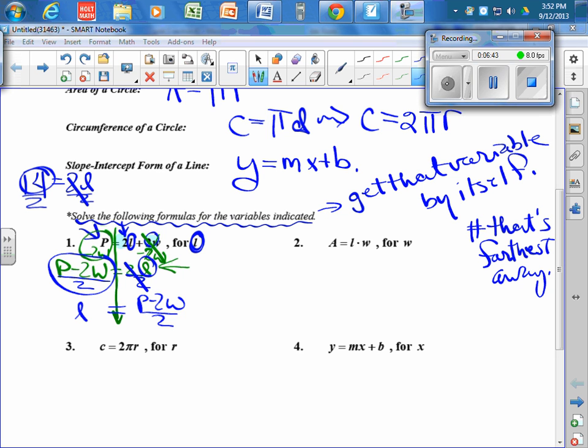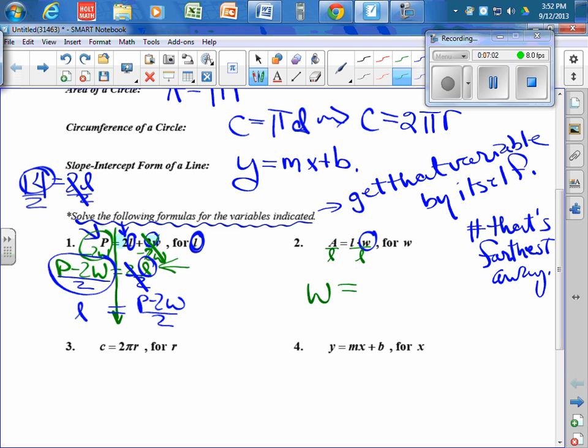This second one's a little bit easier, right? I need to isolate the W. Circle that, because we don't do anything with the W. What we need to do is cancel out the L. It's L times W. How do we cancel the times? By dividing. So I'm going to divide both sides by L. W is equal to A over L.